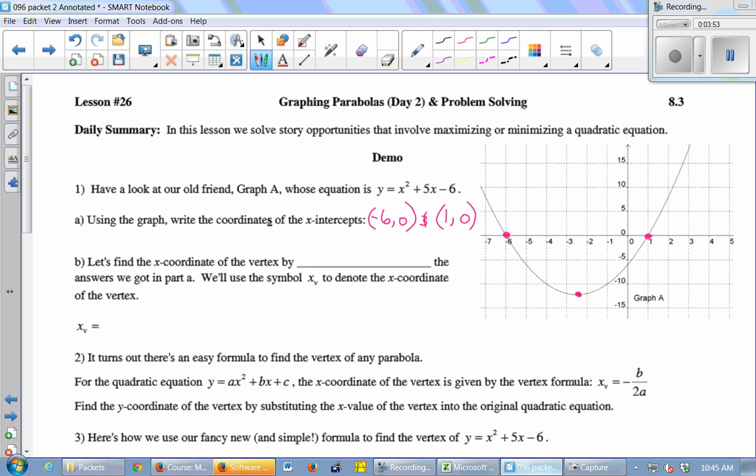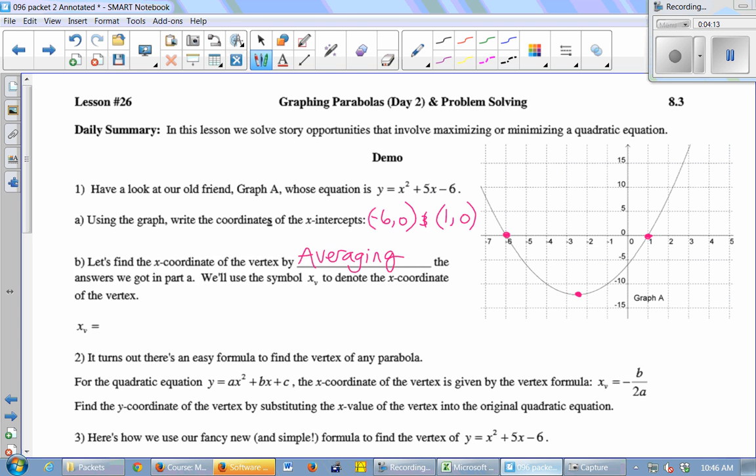Yep, the halfway point between negative 6 and 1. How do you find the number halfway between negative 6 and 1, Kevin? Add them together and divide by 2. Yeah, so we're looking for the word averaging, right? Adding together and dividing by 2. The answers we got in part A.